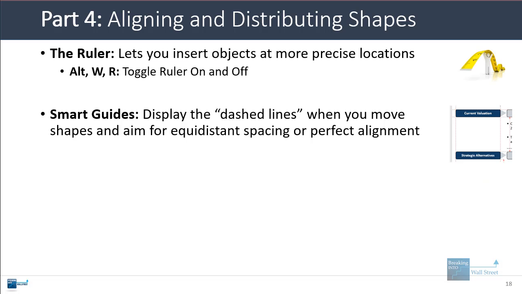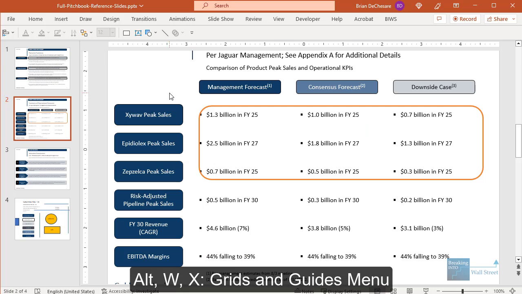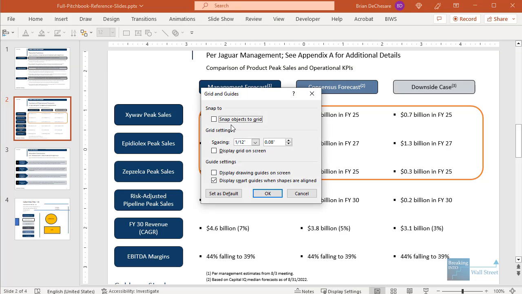Smart guides are also very useful. These display a dashed line when you move shapes and you aim for equidistant spacing or perfect alignment. If you go to Alt-WX, you can make sure that these are actually enabled. So Alt-WX, and then you want to make sure that display smart guides when shapes are aligned is checked. And I also do like to display drawing guides, but we'll get to that in a little bit. For now, I'll just keep the smart guides enabled.